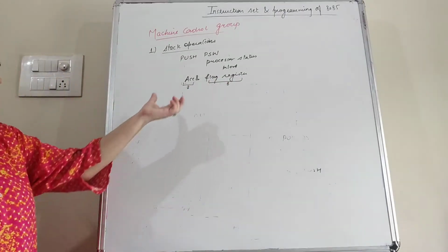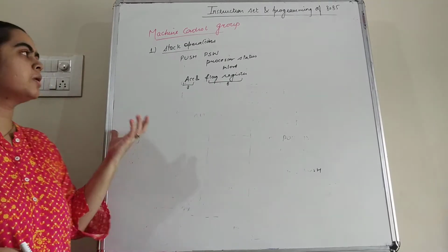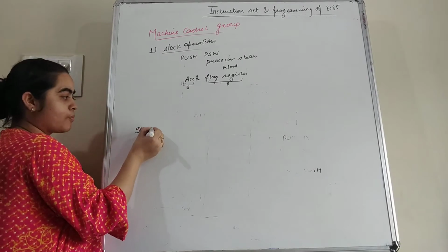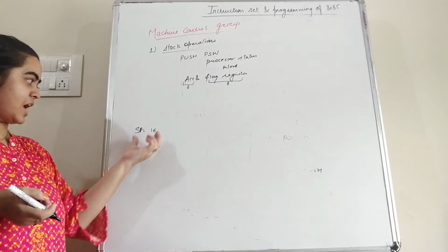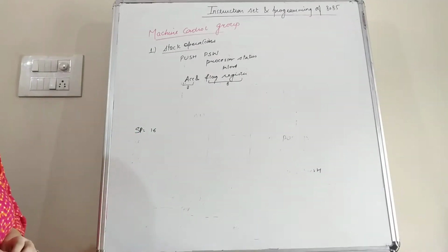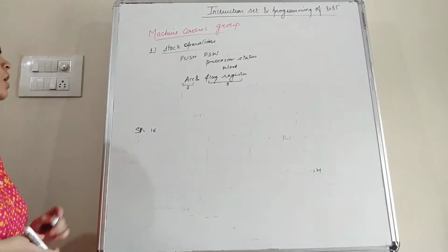So by combining the values of accumulator and flag registers, we can push these values into the stack pointer, because stack pointer is of 16-bit. That means simultaneously we have to send the 16-bit data into the stack pointer. So 8-bit data is of accumulator and 8-bit data is of flag register.